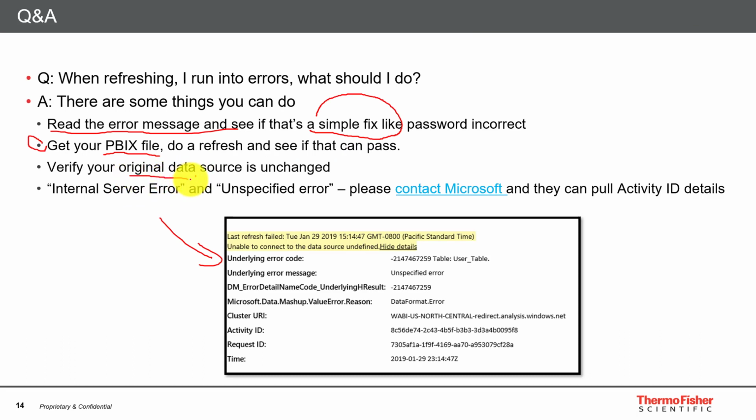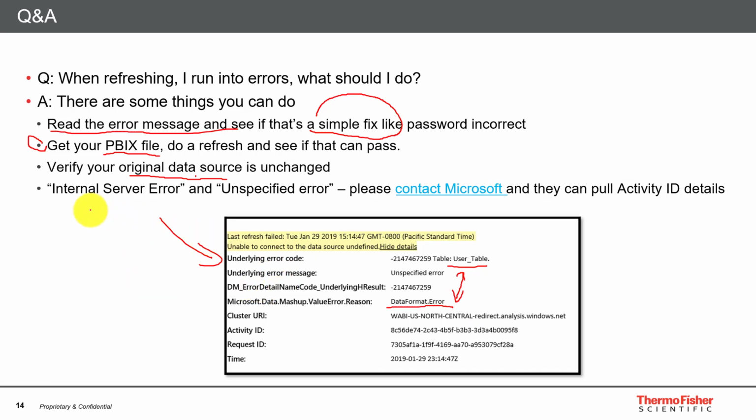And also verify your original data source is not changed. You can see here in this error message, it says user table something's wrong. So it says data format error. So for me, I can already guess it is some data formatting issue. For example, there's one column in my user table that was all numbers, but then a text message showed up and the refresh messed up. So I can go back to check my data, and either change the data to a text column, or go to my data source to remove that issue row. So this is one thing you could do.